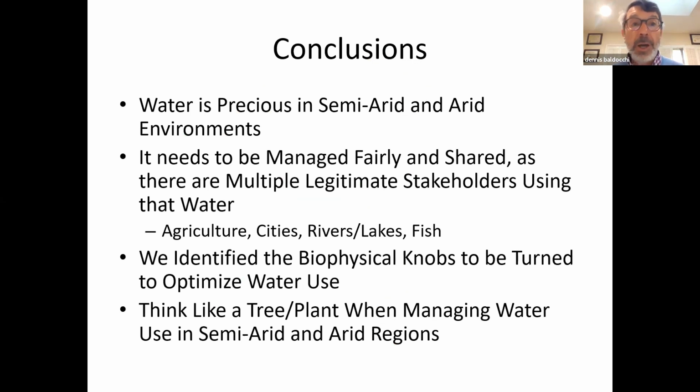So I'd like to conclude. I think we all are going to agree that water is a very precious commodity in the semi-arid and arid regions of the world. I think we need to manage it fairly and realize it has to be shared among multiple legitimate stakeholders. In California, this is a big issue. Agriculture, cities, rivers, fish all want water, essentially. Our famous author, Mark Twain, says, "Whiskey's for drinking, water's for fighting over." And we really have to think more scientifically of how we're using water to use it more fairly, essentially.